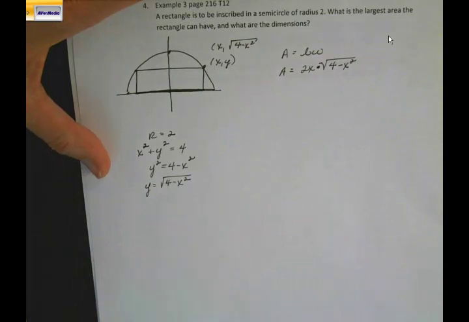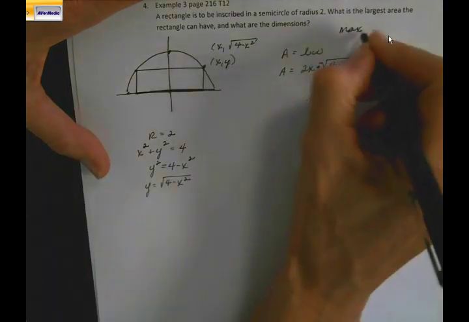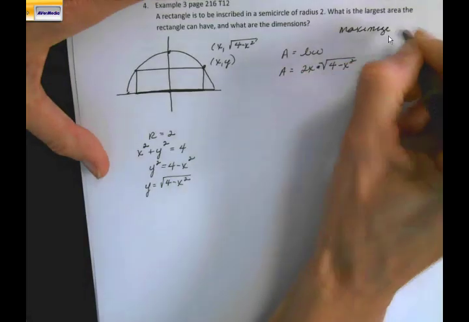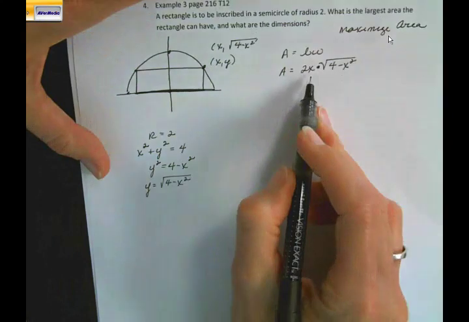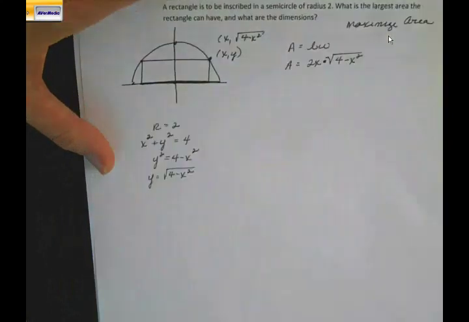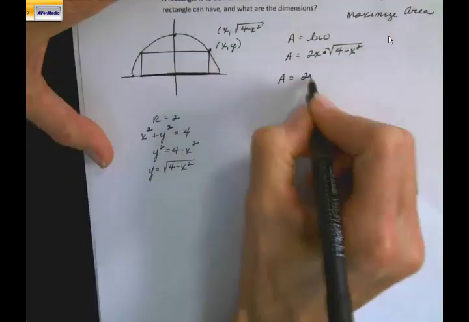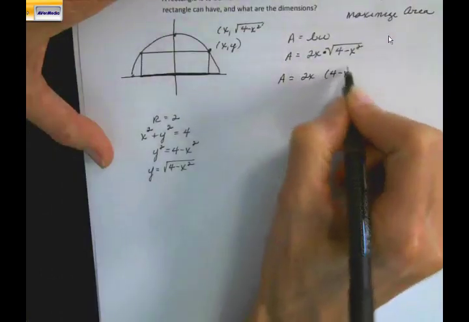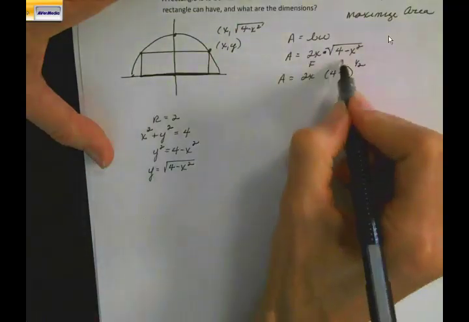So now, if we're going to get the largest area, we want to maximize the area. Then I'm going to take the first derivative of area, set it equal to 0, get the critical value, see if that is a local max, and then we're good. So before I take the first derivative, I'm going to go ahead and write this with a 1/2 exponent instead of as a radical. And this will be the product rule, first times second.